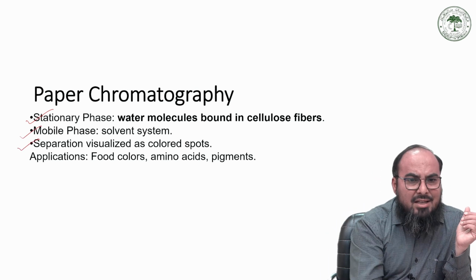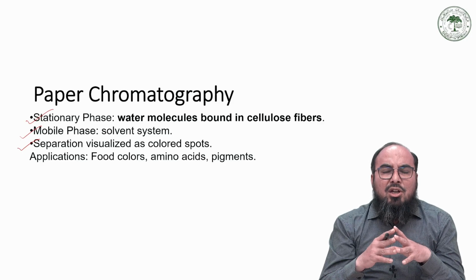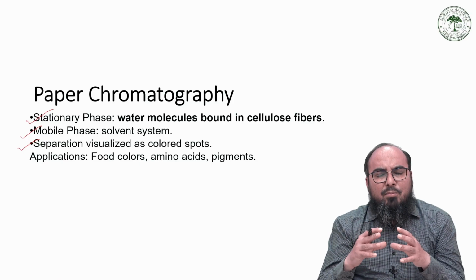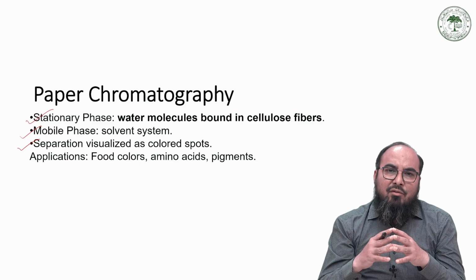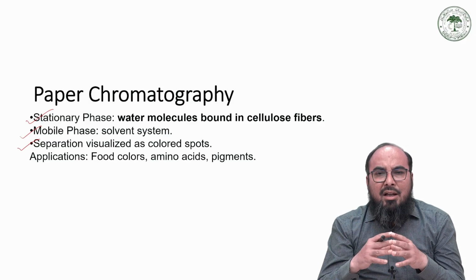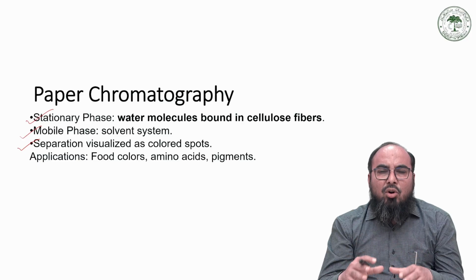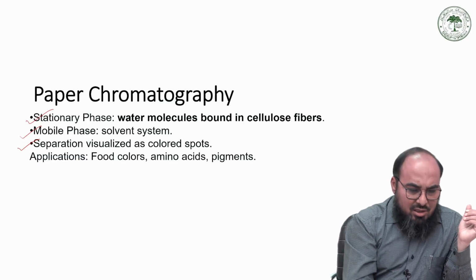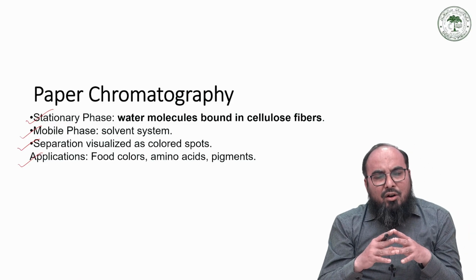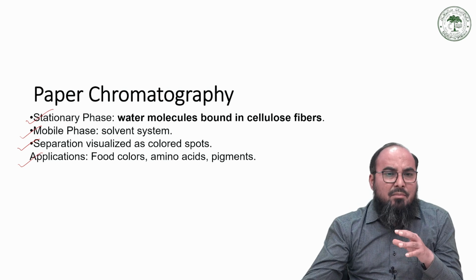You can visualize these colored spots sometimes by the naked eye, and sometimes you have to develop them by putting them in a chamber of iodine, where the components make a reversible bond with the iodine, and they come out in brighter colors. You can check the purity of food colors, amino acids and various pigments by using paper chromatography.